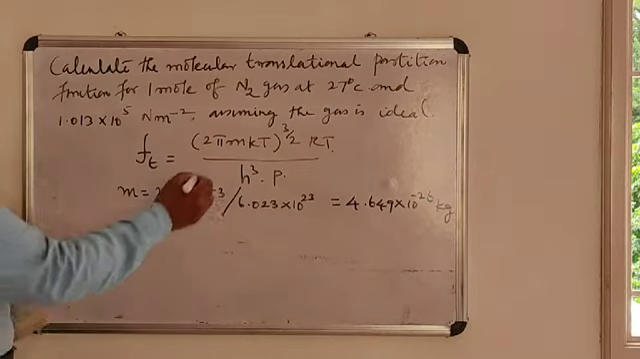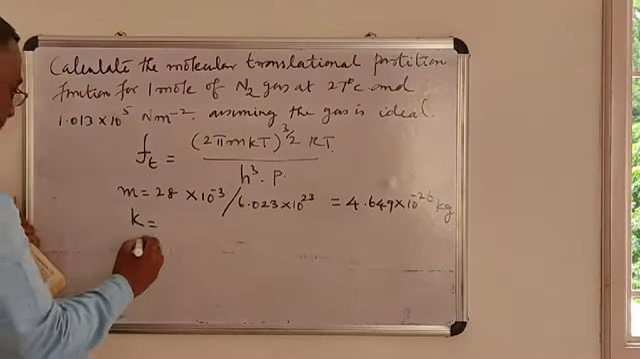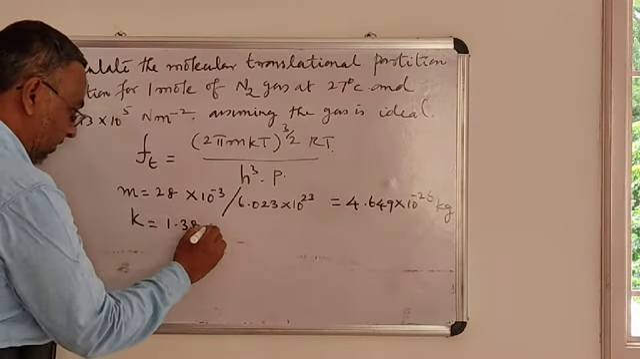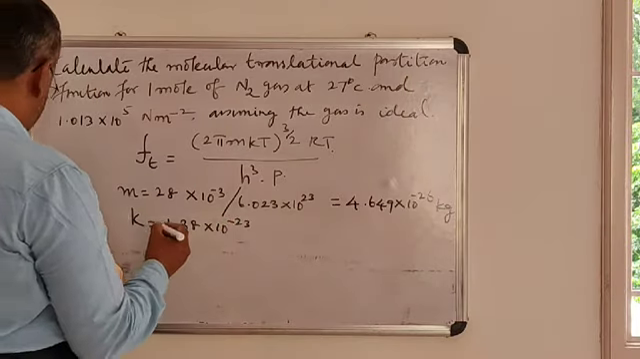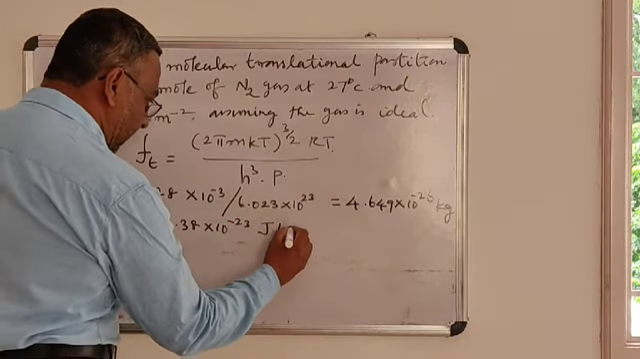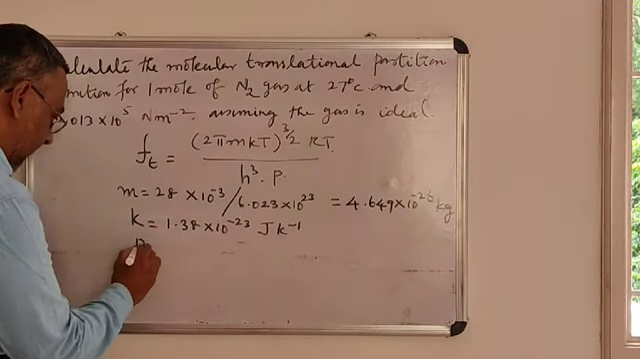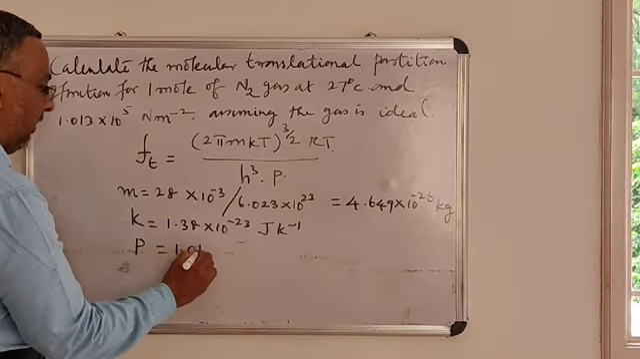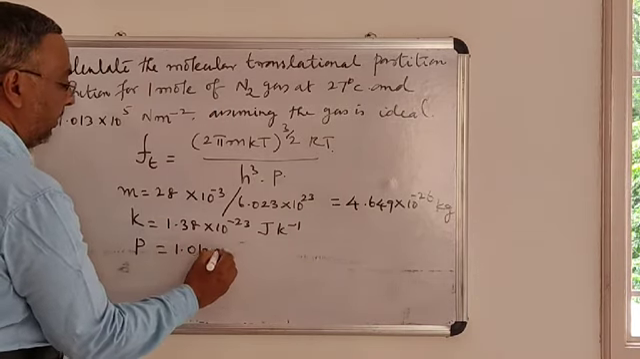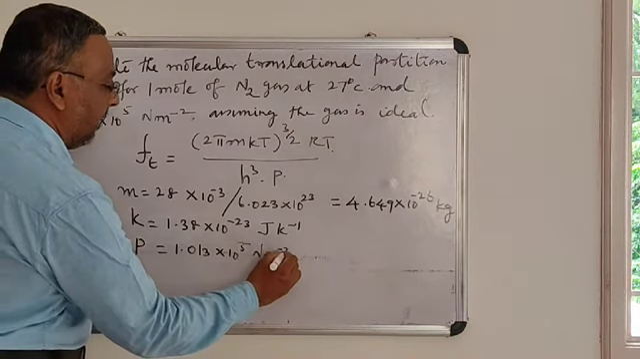Then what is the value of k, the Boltzmann constant? This value is 1.38 into 10 to the power of minus 23 joules per Kelvin. And the pressure is given in the problem as 1.013 into 10 to the power of 5 Newton per meter square.